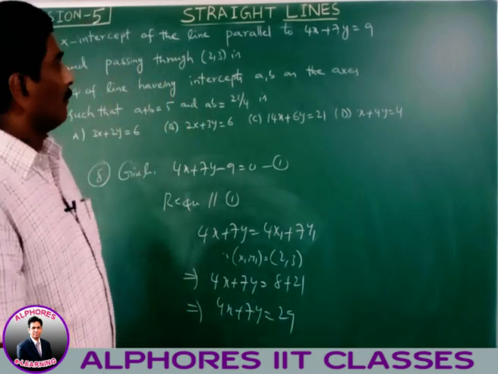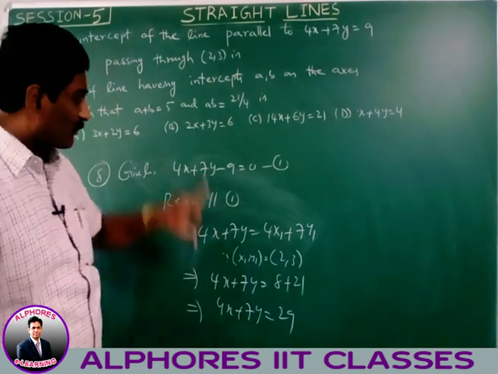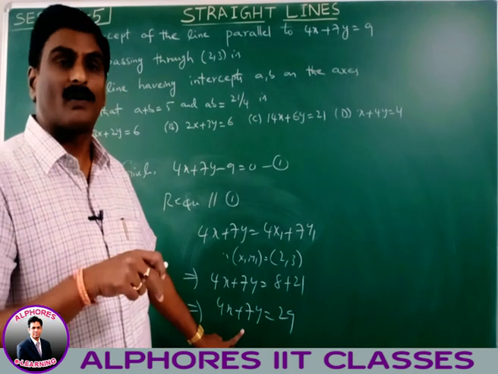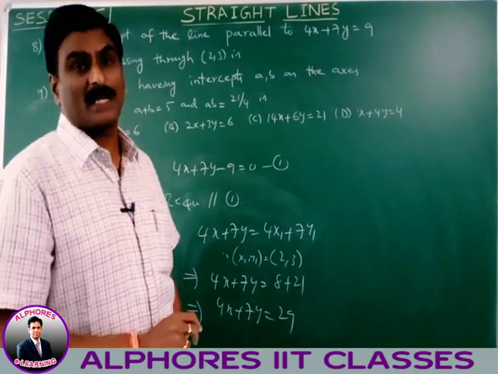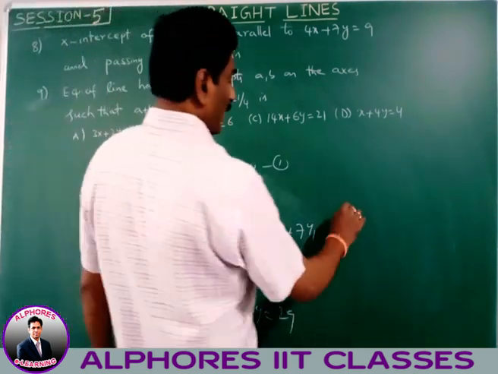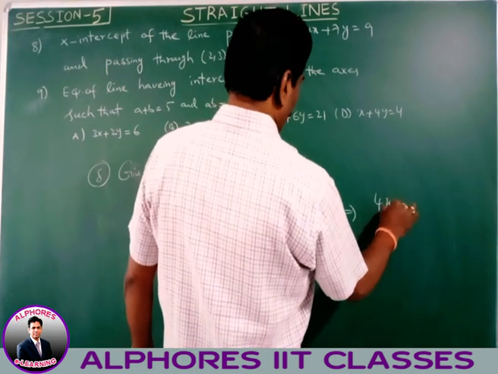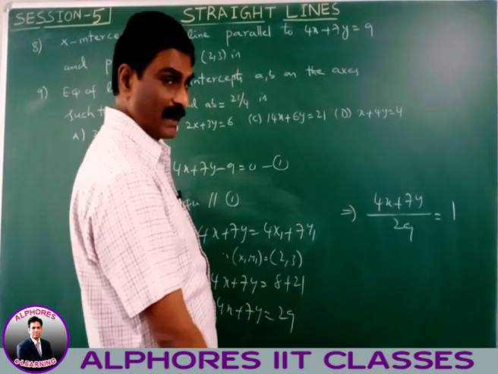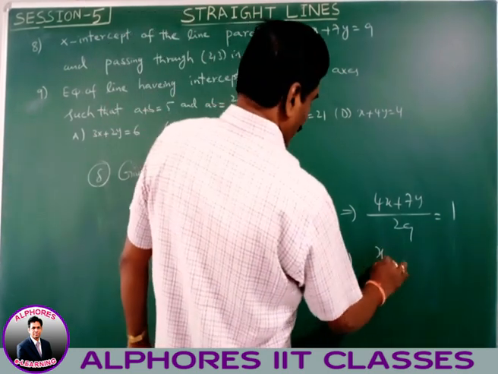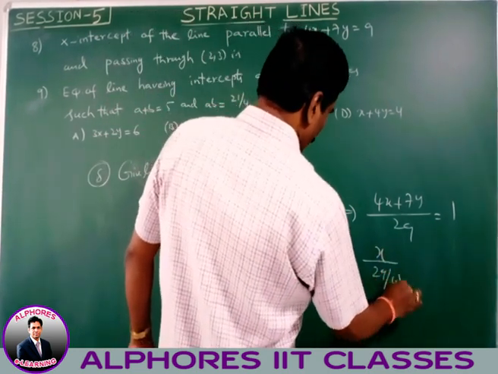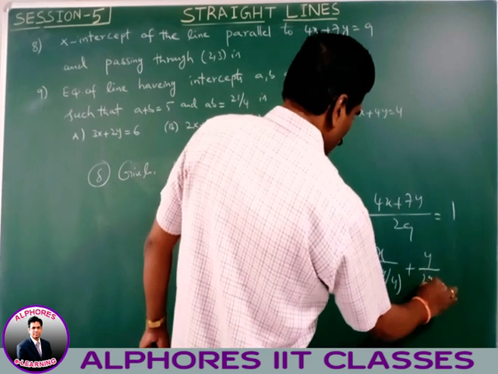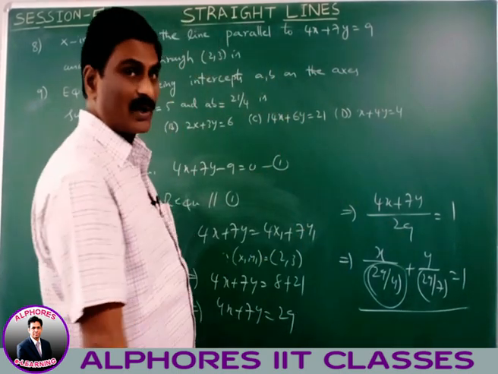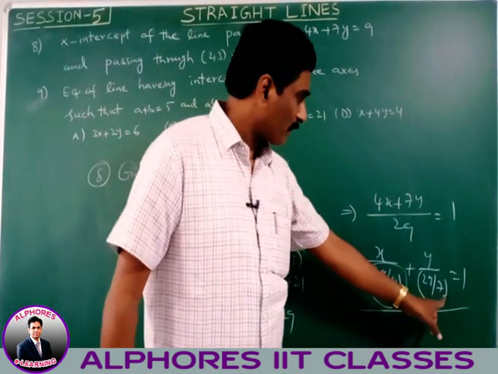But the required value is the x-intercept of this line. For getting the x-intercept, we reduce this equation into intercept form. What is the intercept form? x/a + y/b = 1. So dividing on both sides by 29, (4x + 7y)/29 = 1. 29 by 29 means 1. After splitting, it can be reduced into x/(29/4) + y/(29/7) = 1. Here what is the x-intercept? This is the x-intercept, 29/4. The y-intercept is 29/7.